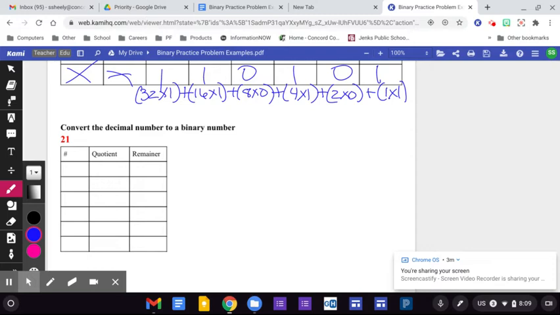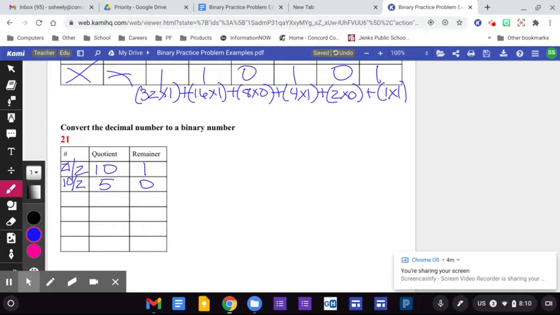So the first thing I'm going to do here is I'm going to put 21 divided by 2. 21 divided by 2. The quotient, I'm going to get 10. And I'm going to have a remainder of 1. So I'm going to put a 1 in here. The next step, I'm going to put 10 divided by 2. And we know that equals 5. So the remainder is going to be 0.